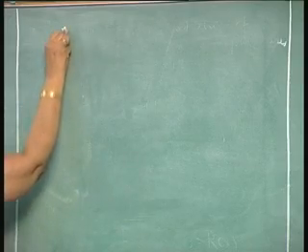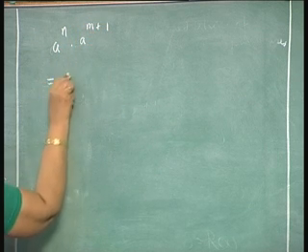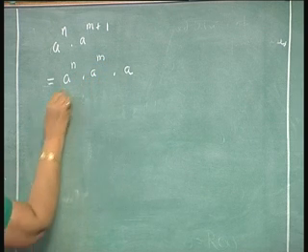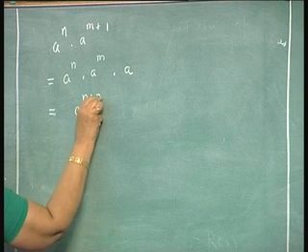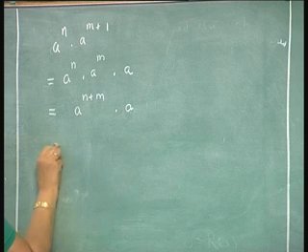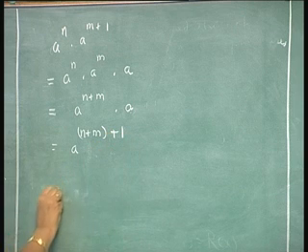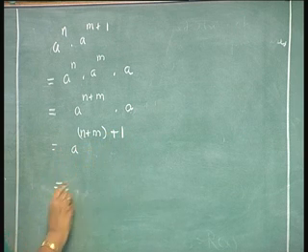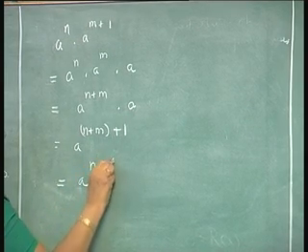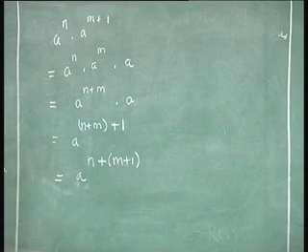So, you have to prove A power n into A power m plus 1. How will you write this? A power n into A power m into A, and by induction we know that this is A power n plus m. Now, A power n plus m into A will be A power n plus m plus 1. This is by definition, and because of the associativity property for non-negative integers, you can write this as A power n into m plus 1. So, this result is proved.